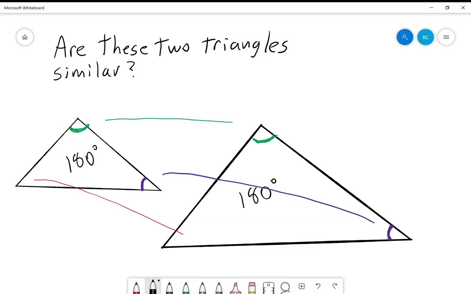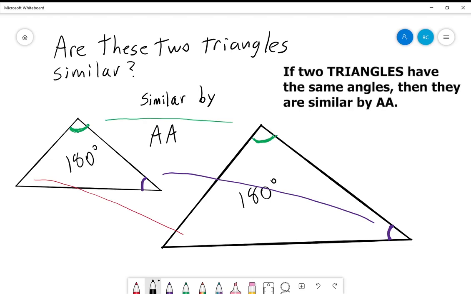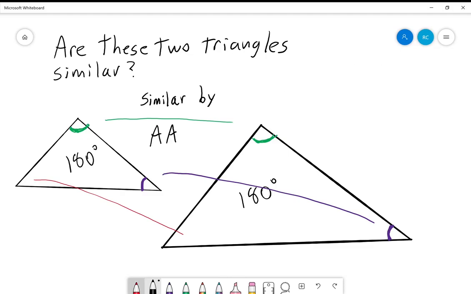So we call this similar by angle. If you have at least two angles in one triangle that are congruent to two angles in a second triangle, then the two triangles are similar by angle. Okay? Now notice again that this only works on triangles. It doesn't work for other more complicated shapes.